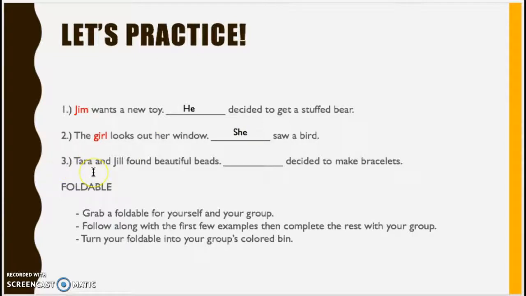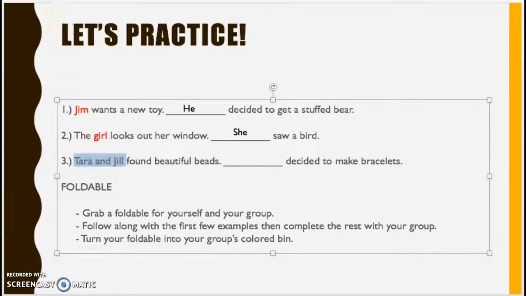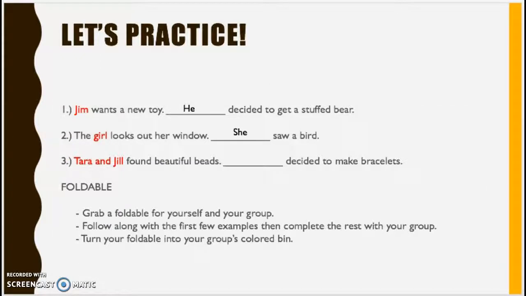Number 3. Ready, set, let's read. Tara and Jill found beautiful beads. Blank decided to make bracelets. What is the noun in this first sentence? If you said Tara and Jill, you would be correct. So what pronoun would match Tara and Jill? If you said they, you would be correct. Tara and Jill found beautiful beads. They decided to make bracelets. Okay? All right, so here's what we're going to do.